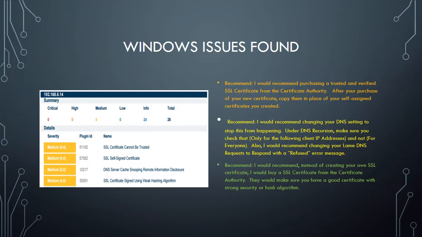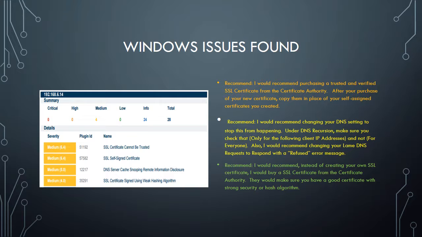So recommendations on that would be changing your DNS settings to stop this from happening. Under the DNS recursion, make sure you check that it's only for the following client IP addresses and not for everyone. Also, I would recommend changing your lame DNS request to respond with a refused error message. So if somebody tries to do a query, it's going to refuse that request.